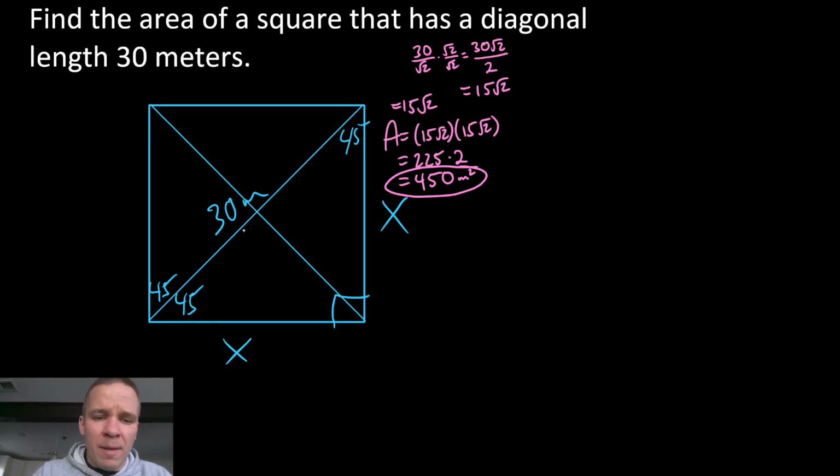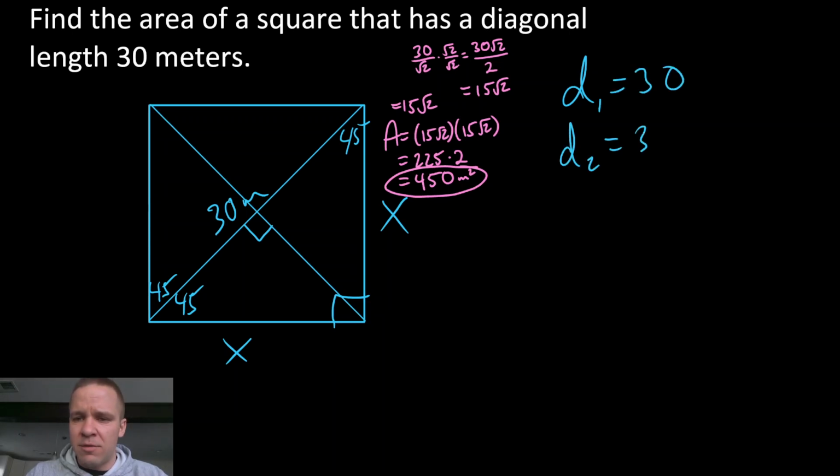And what do I know about the diagonals of a square? They are perpendicular. It follows those properties of a rhombus, right? But the congruent diagonals is a property of rectangles. But in any event here, my diagonals are both 30 and 30. So diagonal 1 is 30 and diagonal 2 is also 30.